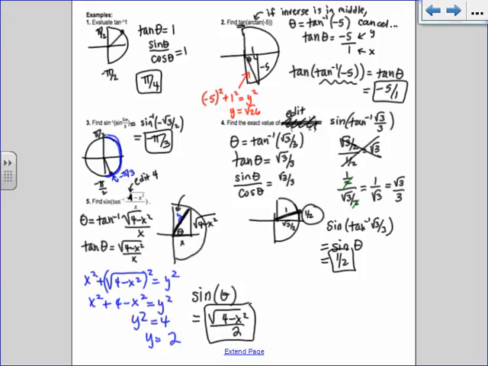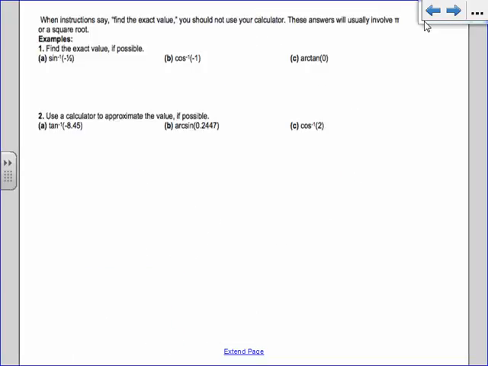Okay. You might get a bonus point on me for that one. Think about that. I'm pretty sure that's right. I had something different on my notes.